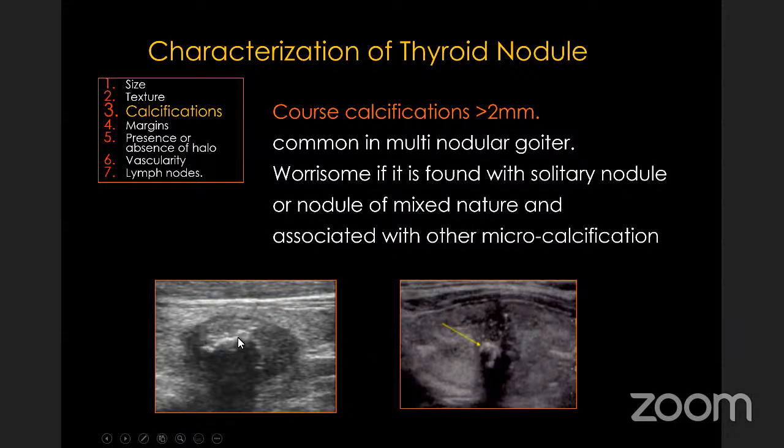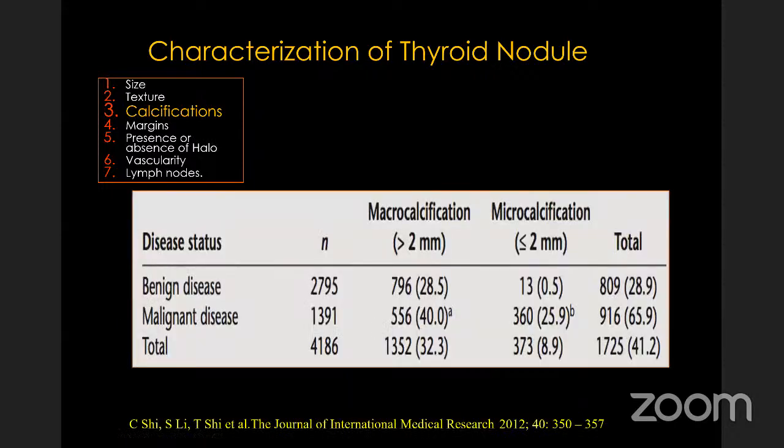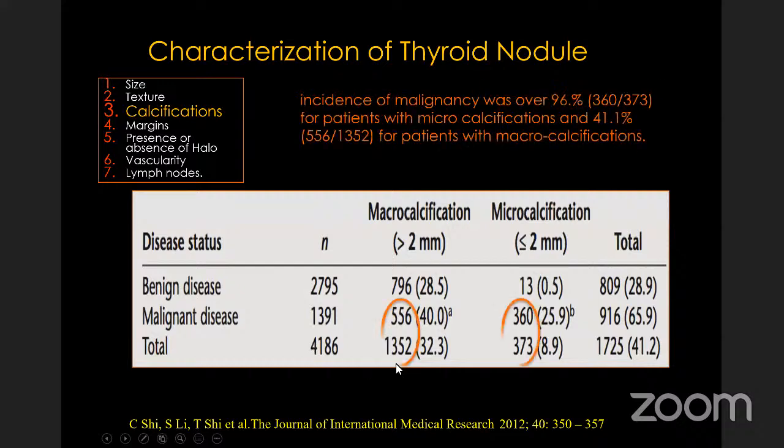This is a study published in January 2011, and over 4,000 patients were examined. There were 1,391 malignant cases. Calcifications were seen in almost 1,725 patients, which is around 41%. The significant number here is the incidence of malignancy was over 96% for patients with microcalcifications, and 41% for patients with macrocalcifications, or the large ones.